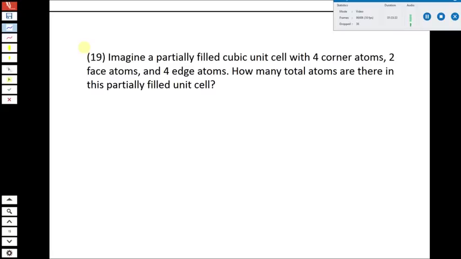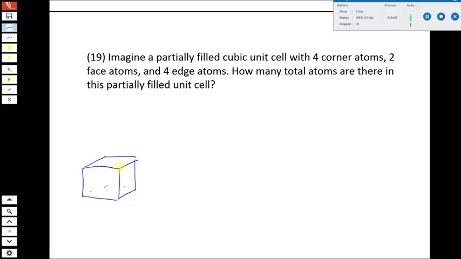So in this case, we have a partially filled cubic unit cell that has 4 corner atoms, 2 face atoms, and 4 edge atoms. How many total atoms are there in this partially filled cell? So what we have in this case is, again, a cubic cell. So our unit cell can be drawn approximately as a cube. All right, so that's our unit cell.